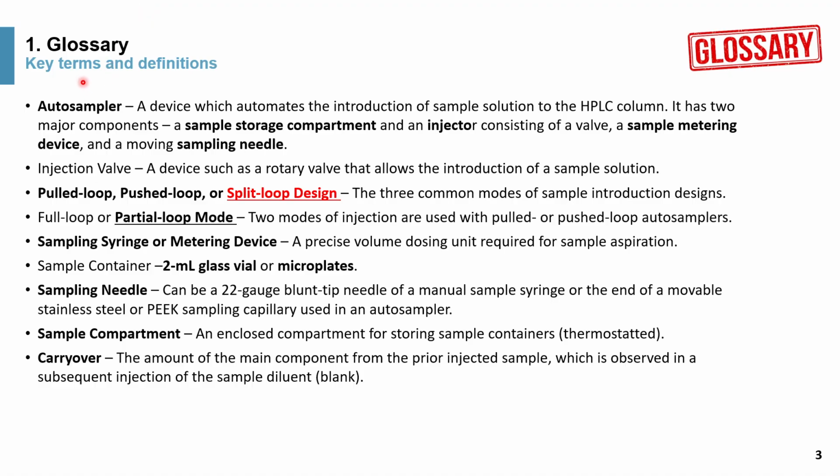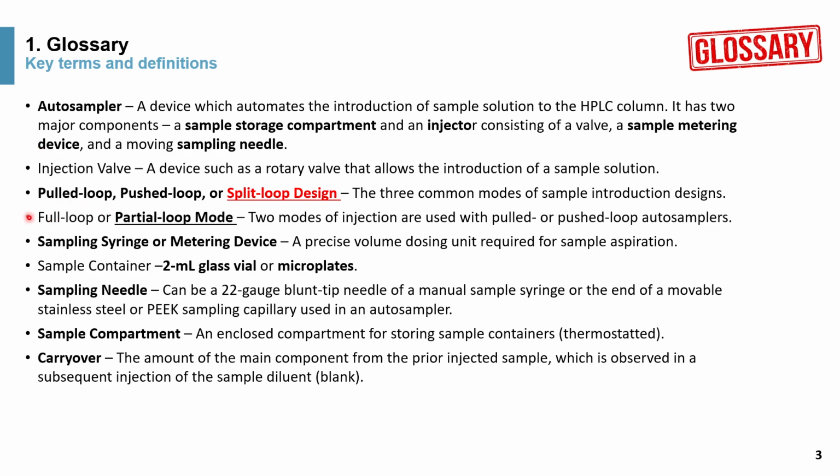Here are some of the key terms and definitions. Starting with autosampler. An autosampler is a device which automates the introduction of sample solution to the HPLC column. It has two major components, which we will discuss later: a sample storage compartment and an injector. The injector typically consists of a valve, a sample metering device, and a moving sampling needle.